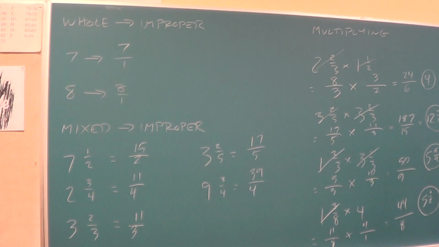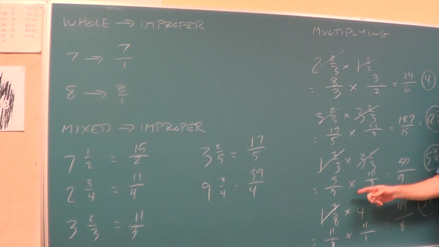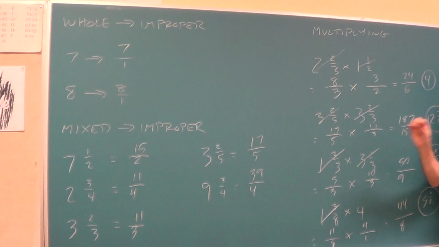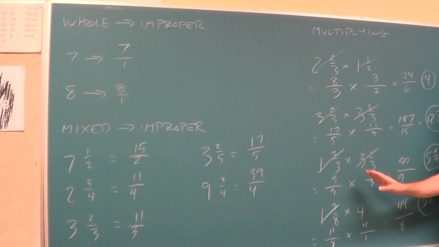Preview of coming attractions. Tomorrow we're going to divide with these kind of numbers. So I'll come back tomorrow. I'll have the same kind of stuff set up with the divide symbol. How do you anticipate that's going to be just a little bit different tomorrow when we divide these things? They get smaller. That's true, probably. What's the difference about dividing them? They may not be improper.